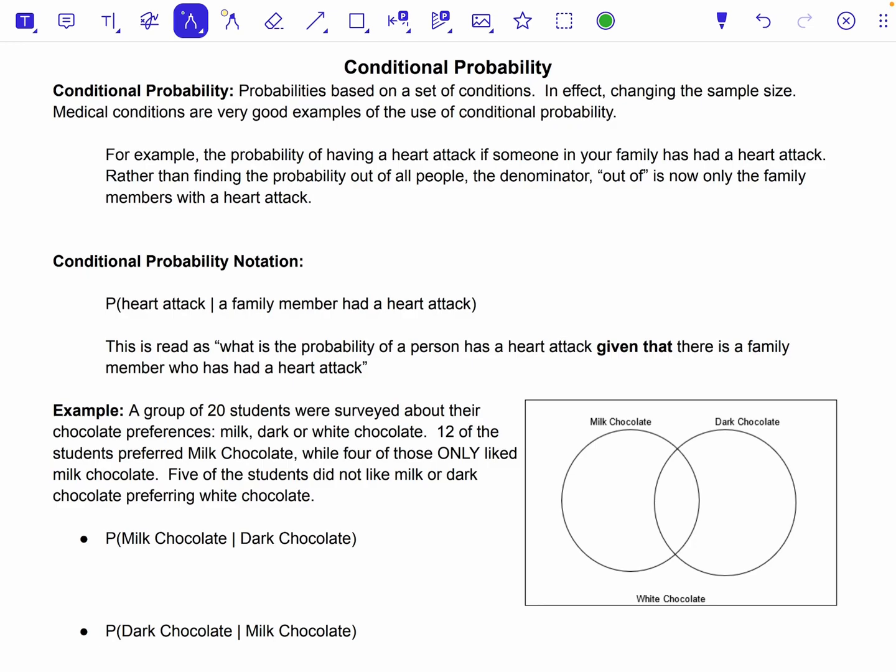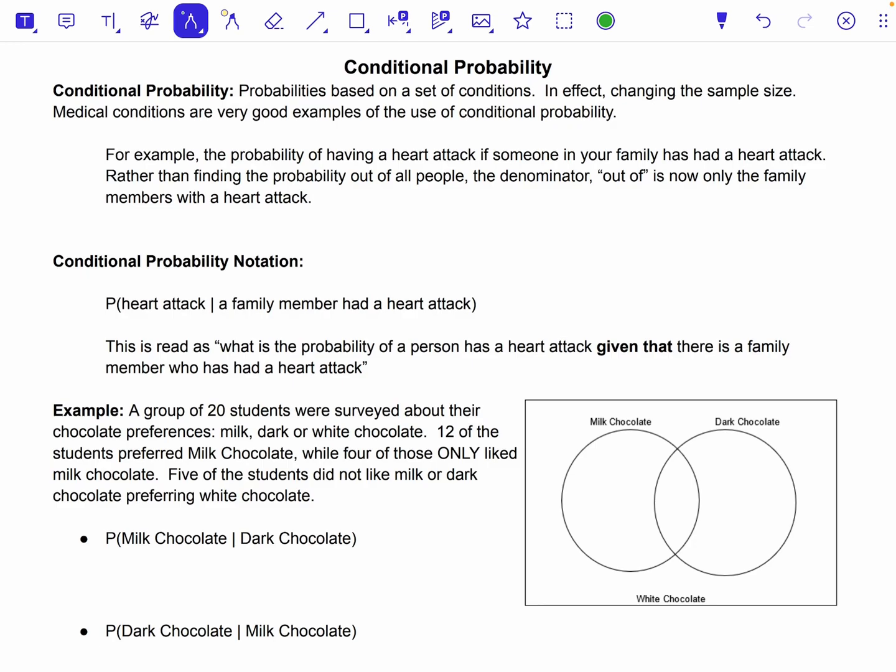Now, for conditional probability, I have a formal definition here. Basically, it's the probability that one event occurs given that another event already happened. And we're not worried about that other event that already happened, but just the way that it impacted the event we're looking at. For example, the probability of having a heart attack if someone in your family has already had a heart attack. I'm not worried about all the people in the world, because I'm focused on a select group of people.